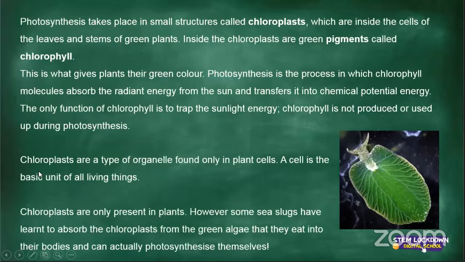Okay, you have the chloroplasts. They are a type of organelle found in plant cells, and the cell is a basic unit of a living thing.